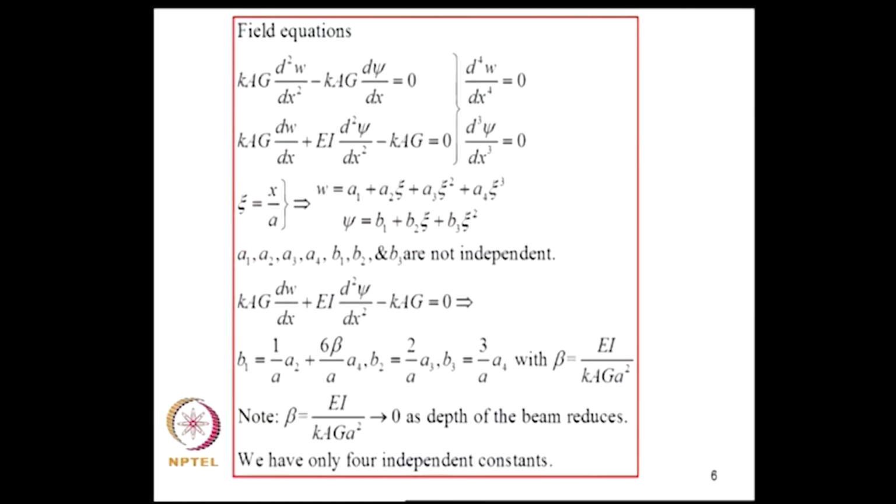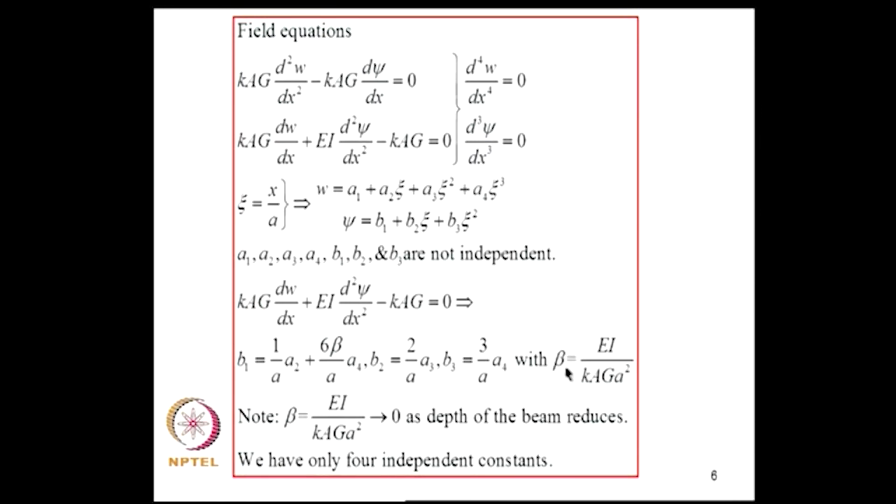Now the field equations are given by this, and these imply that d4w by dx4 is 0 and d cube psi by dx cube is 0. Accordingly, using xi equal to x by a, w can be represented as a cubic polynomial and psi can be represented as a quadratic polynomial. Now in this representation the A1, A2, A3, A4, B1, B2, B3 are not independent. They are connected by this equation, and if we impose that constraint we get the constraint equations as B1 given by this, B2 given by this, and so on.